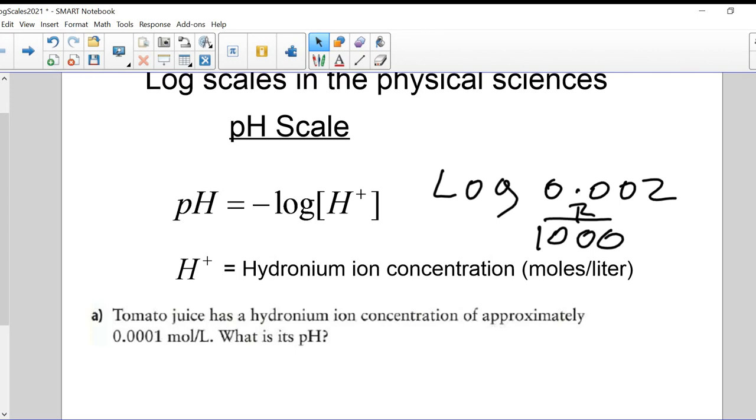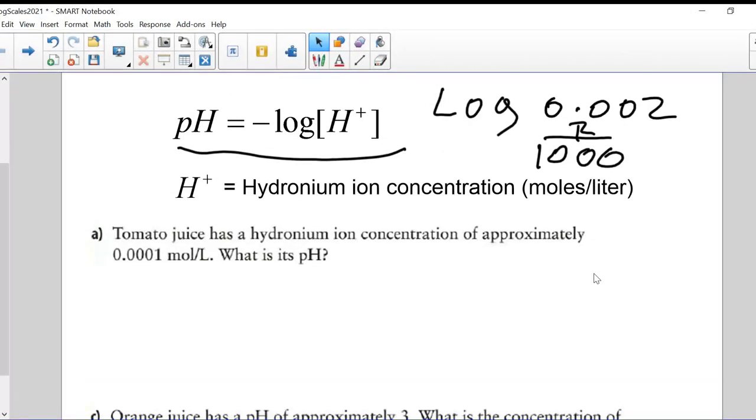So it does apply to the acidity or alkalinity of a substance, right? It's a very wide scale. So we use the log scale to narrow that down. So here's a very simple formula for it. It's the negative of the log of the hydronium ion concentration. And hydronium ion concentration is measured in moles per liter. Okay, so it's very simple. If tomato juice has a hydronium ion concentration of approximately, and I give it to you here as 0.0001 moles per liter, what is its pH?